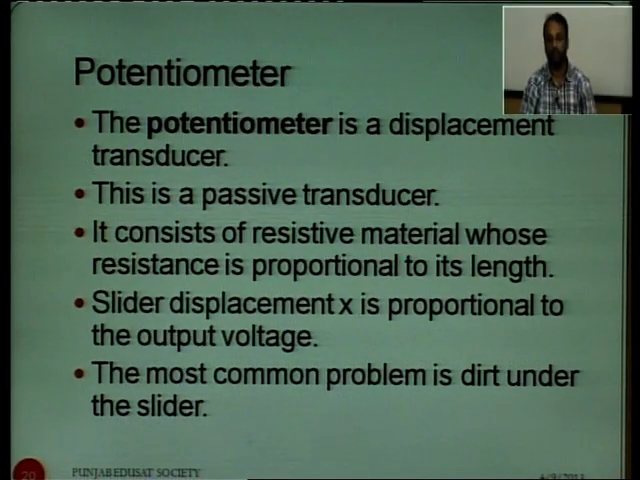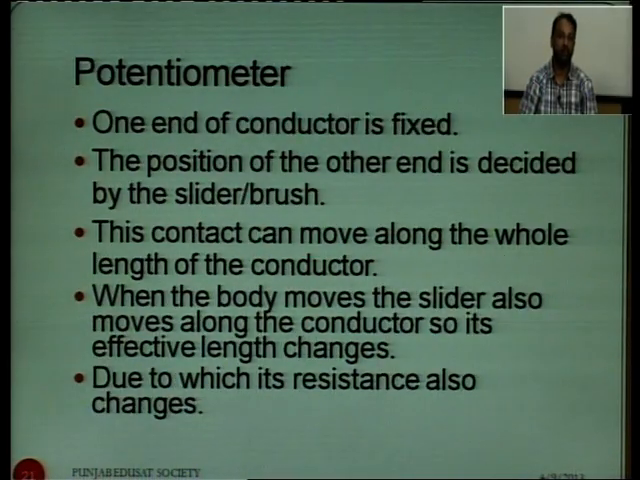But there are some problems also. The common problem is dirt under the slider, such as dust under the slider, which sometimes gives an error response. In the case of a potentiometer, one end of the conductor is fixed. The position of the other end is decided by the slider or wiper.